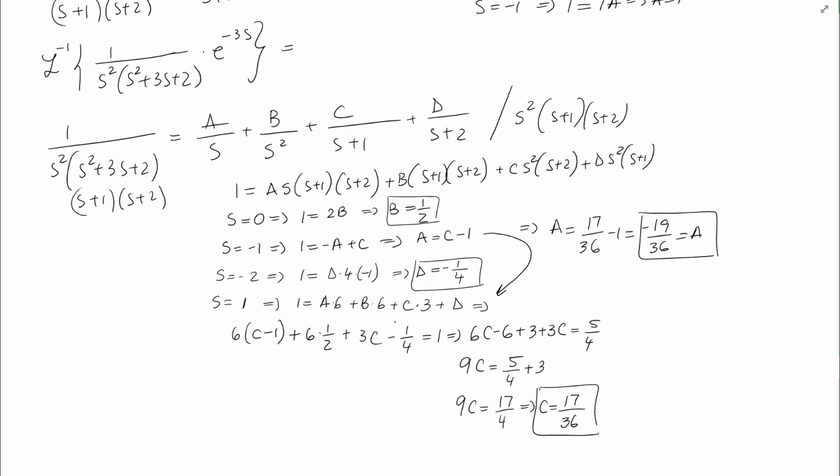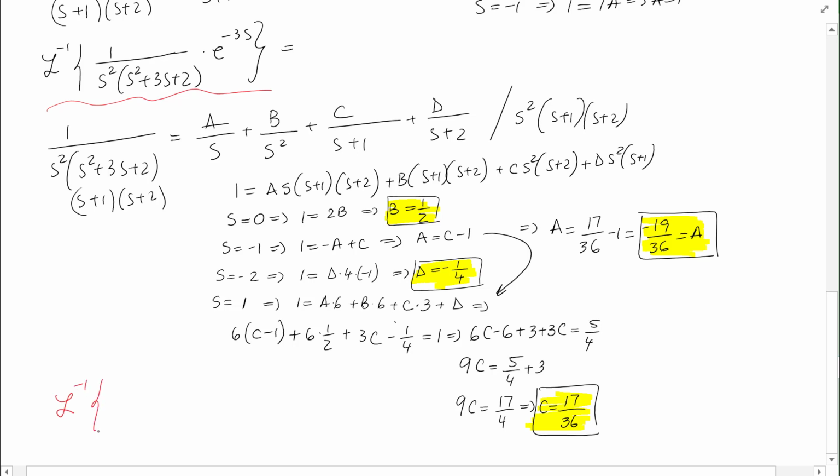So I did all the work, and I found that a equals negative 19 over 36, b equals a half, c equals 17 over 36, and d equals negative 1/4. Maybe you want to double check that it is correct. Now, let's not forget this is what we want to calculate. In order to calculate that, there is another formula that we need to use.